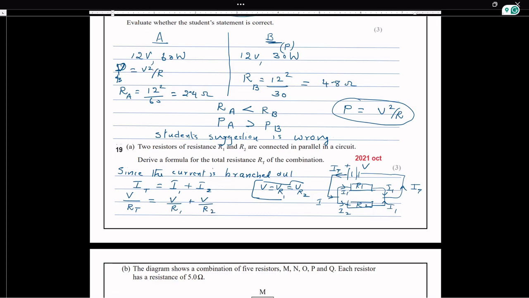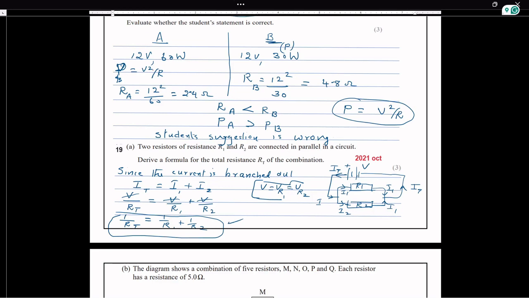So from here we can say that the voltage here and voltage here and voltage here we can cancel out, and we are getting the equation 1 over RT equals 1 over R1 plus 1 over R2. So this is the total resistance of the circuit. So the reciprocal of the total resistance is the sum of the reciprocals of the individual resistors.